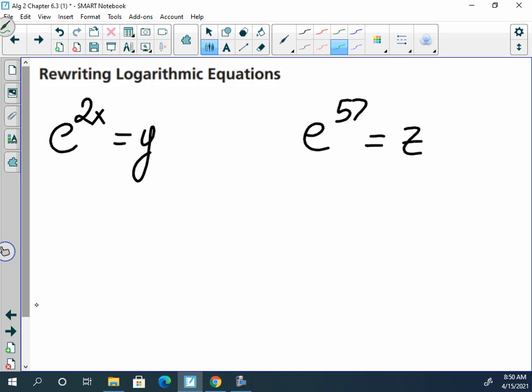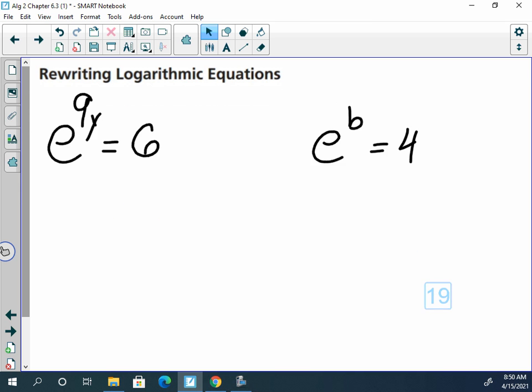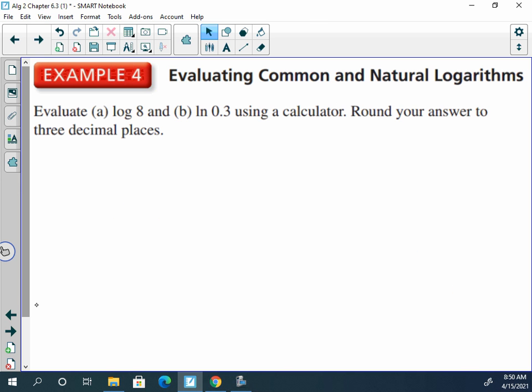Last two. Any questions on any of these here? Well, I see we have two more, but do we feel comfortable for the most part with these here? Yes? All right, last thing we're going to look at.